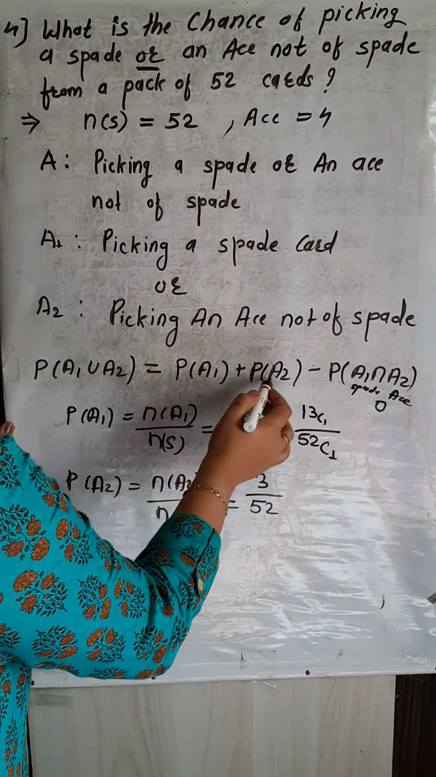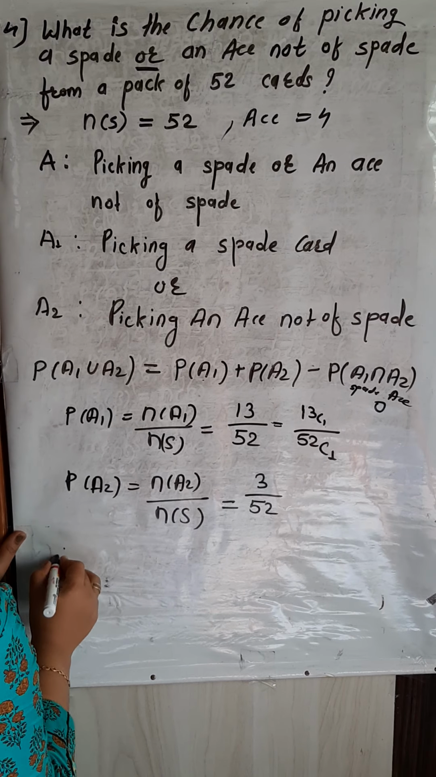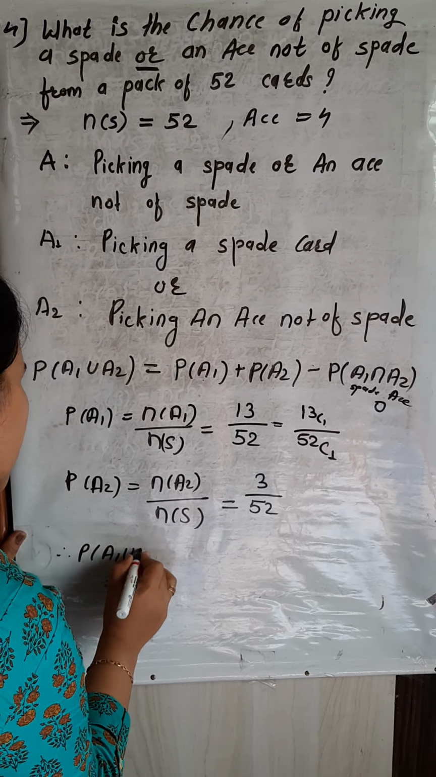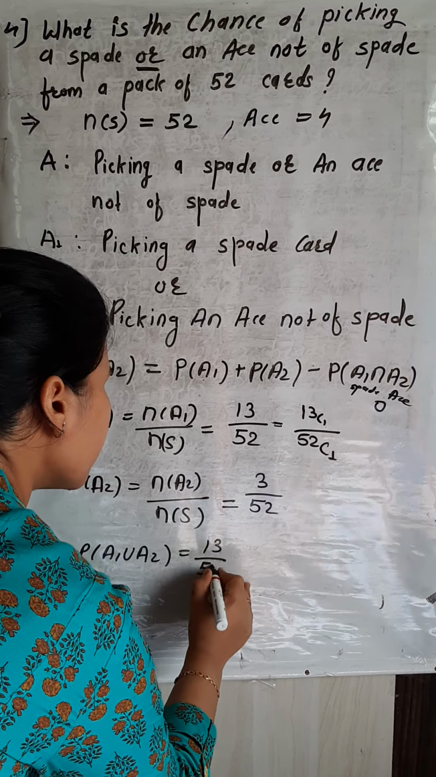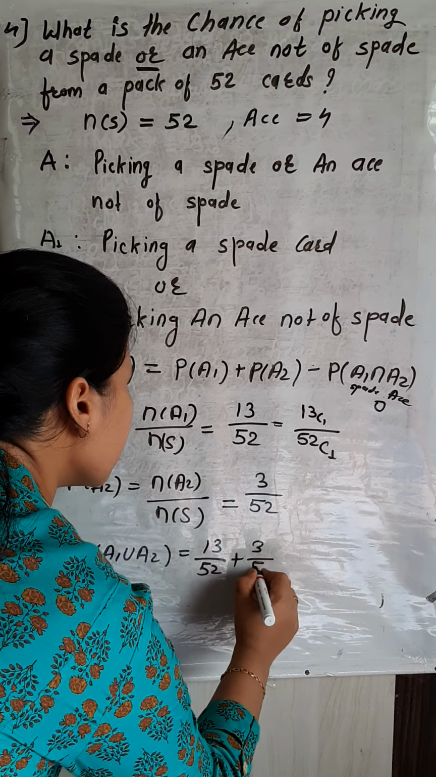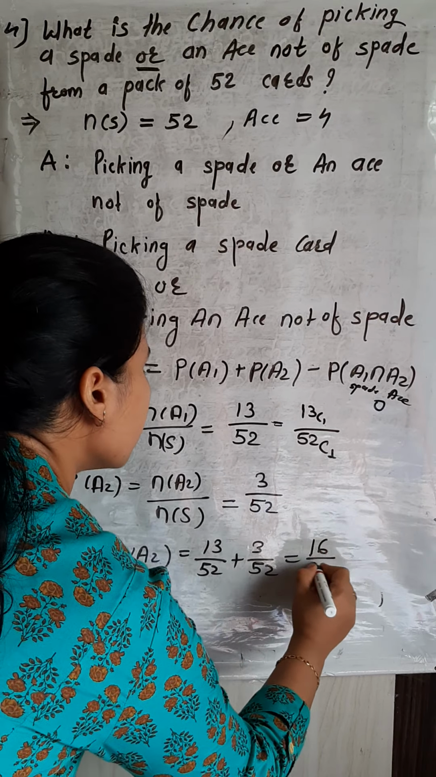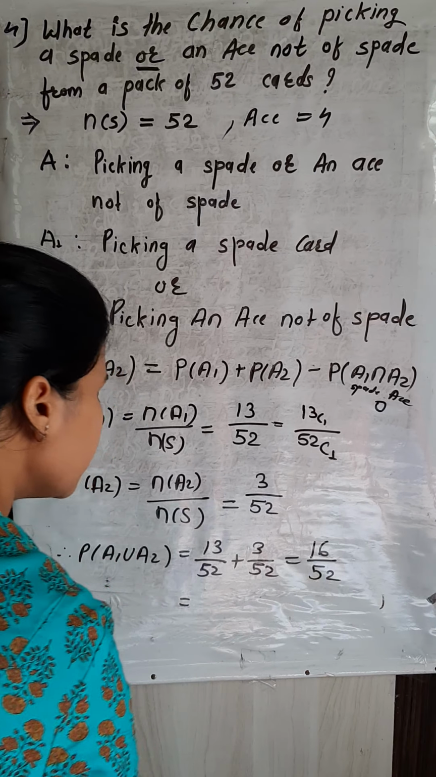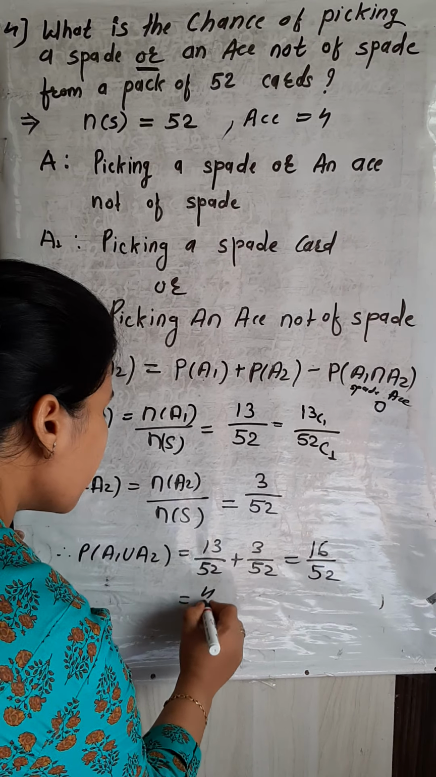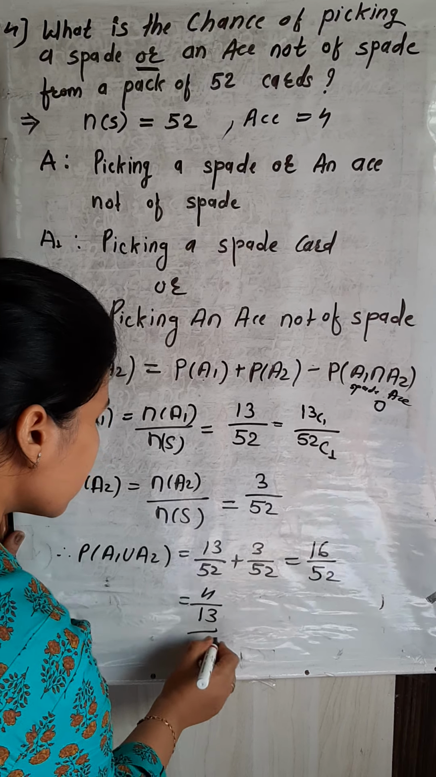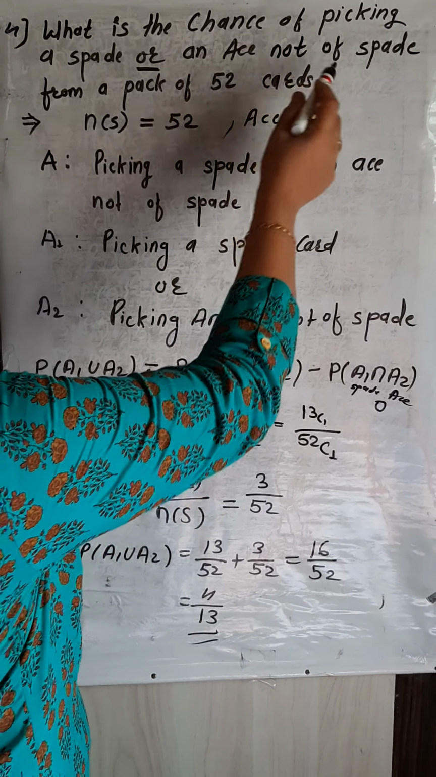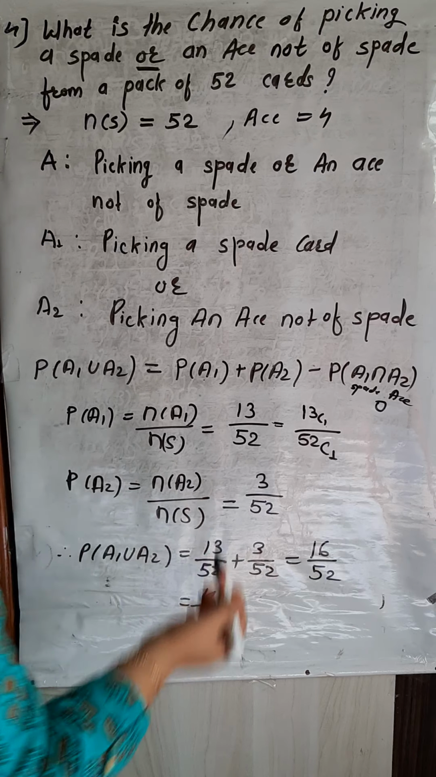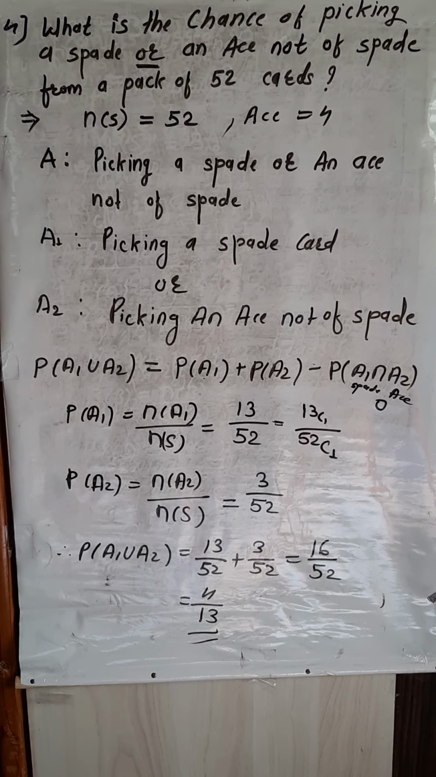Now what we need to do? We need to find the sum of probability of A1 plus probability of A2. Therefore, probability of A1 union A2 is equal to probability of A1, 13 by 52, and probability of A2, 3 by 52. This is equal to 16 by 52, which is equal to 4 by 13. So this is the value of this question, where it is the probability of picking a spade card or an S not of spade card. So what is the answer? It is 4 by 13.